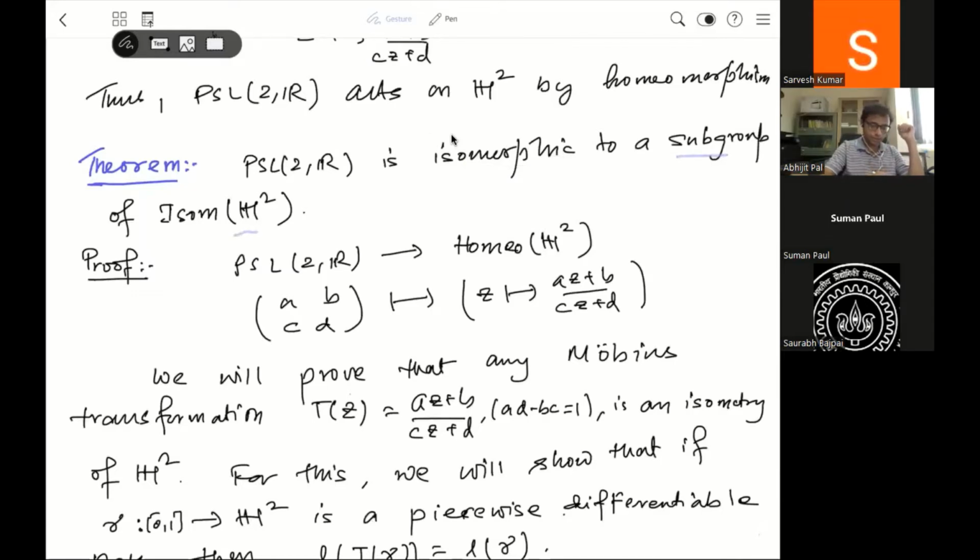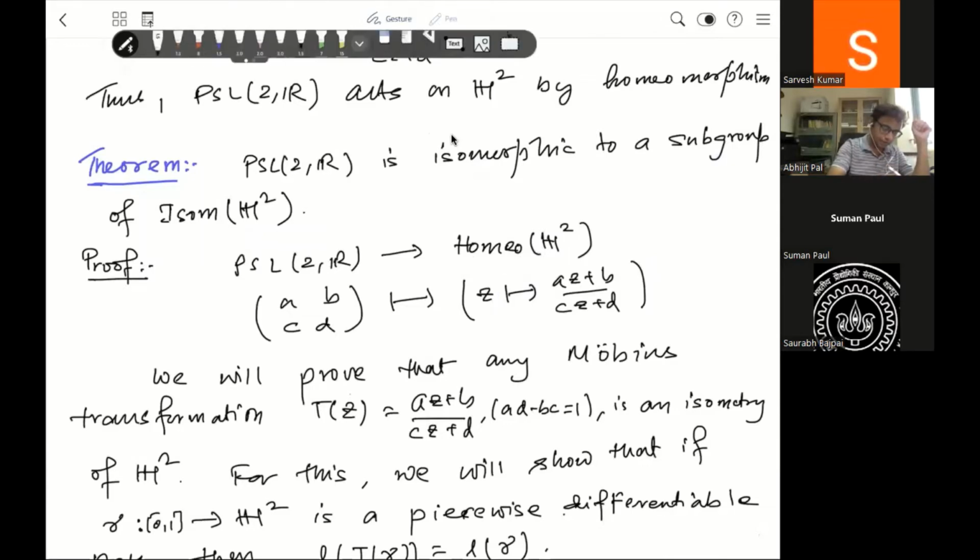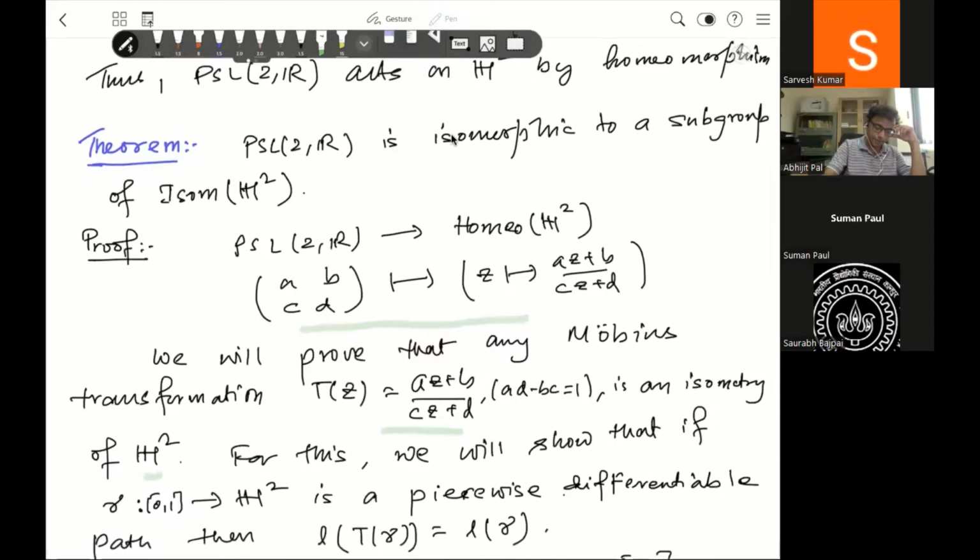So you take this map from PSL2(R) to the homeomorphism group of the upper half plane, and one can prove that T(z) = (az+b)/(cz+d) is in fact an isometry of the upper half plane. This computation I have done here.